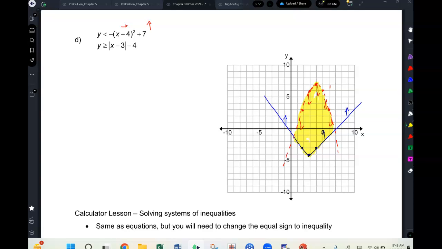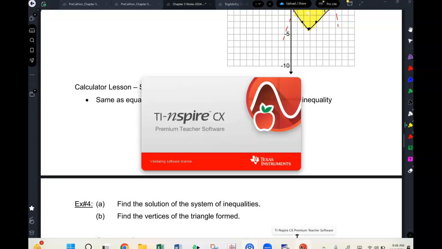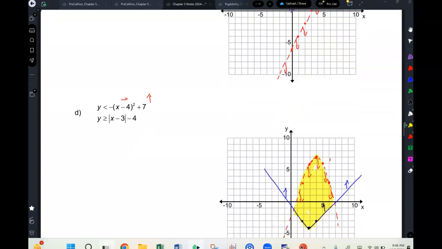Okay? Sounds good? All right. Okay, so let's go ahead and graph this. Again, it's going to be the same exact thing. Why don't we graph the very last one that we did? All right? The parabola and the absolute value.